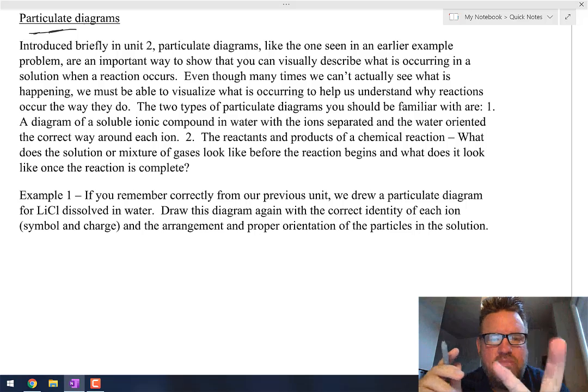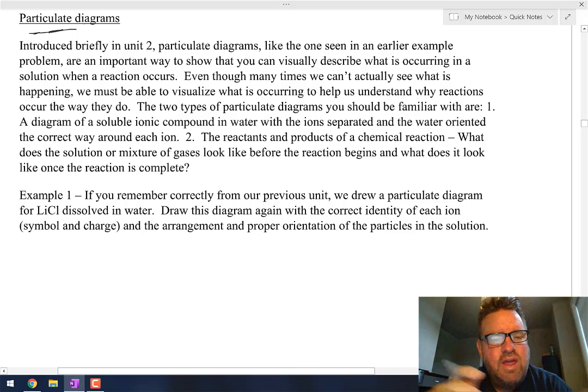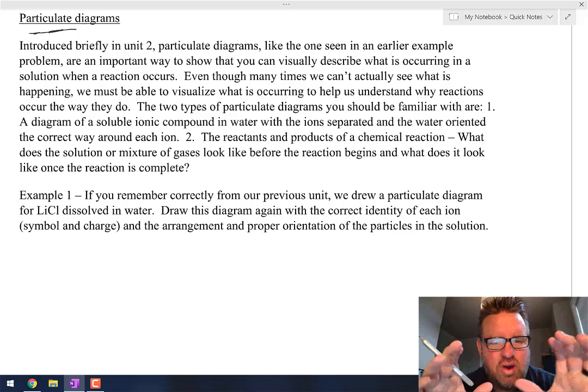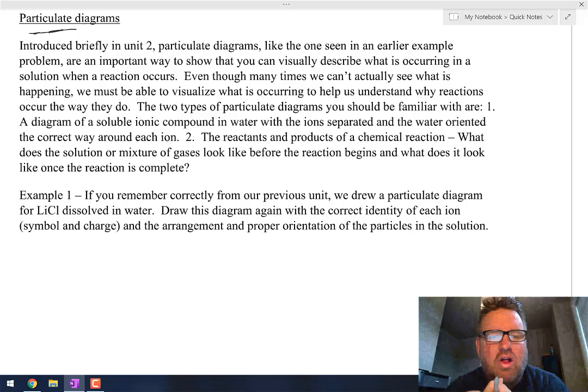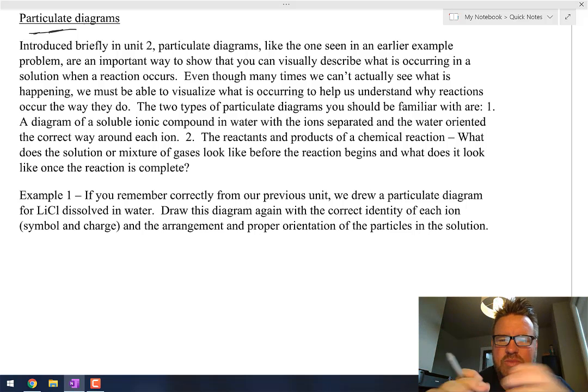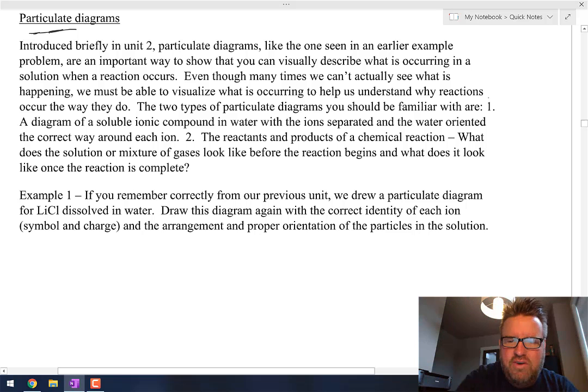The two types of particle diagrams you should be familiar with are, number one, those ion dipole forces, which we've already talked about. And number two, being able to look at a chemical reaction. Are all the reactants correct and all of the products correct, especially when you're dealing with something like a solution. So let's look at the first example here. Number one, the diagram of a soluble ionic compound in water with the ions separated.